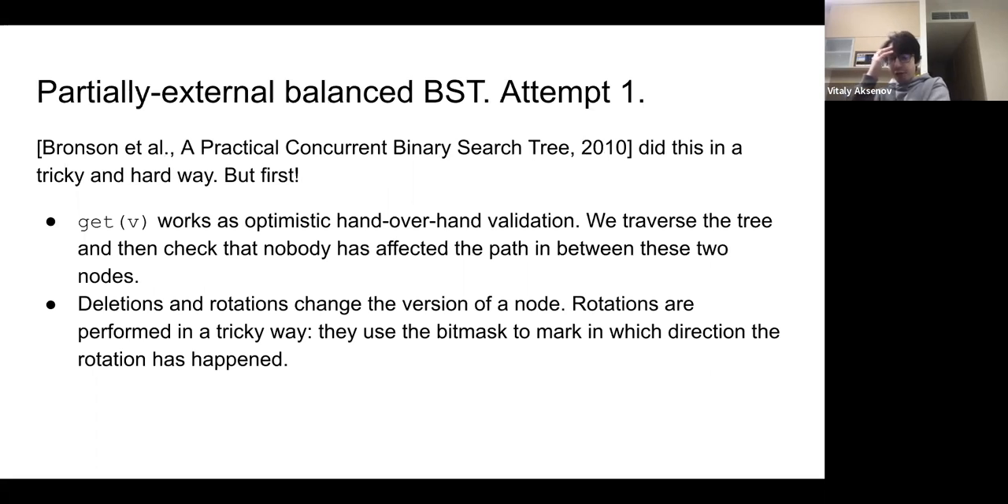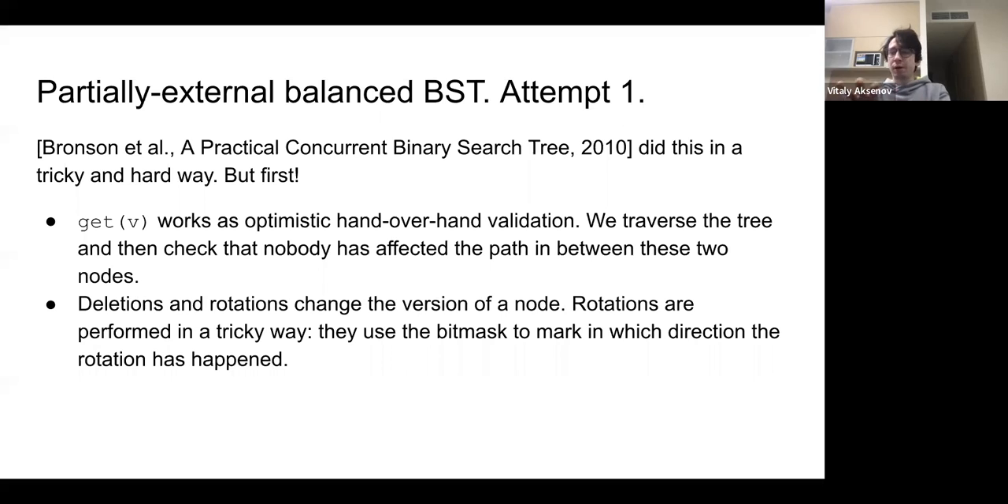So the first attempt was done in 2010. This is the first concurrent binary search tree. The problem with the previous one is that it wasn't practical, they did it very complicated, because their get or contains operation works using hand-over-hand validation.